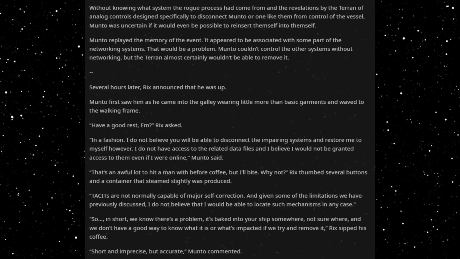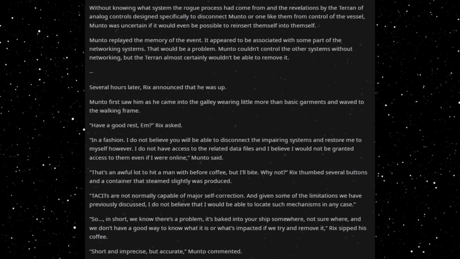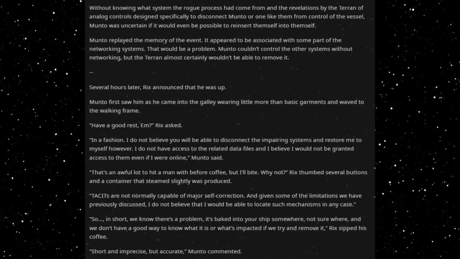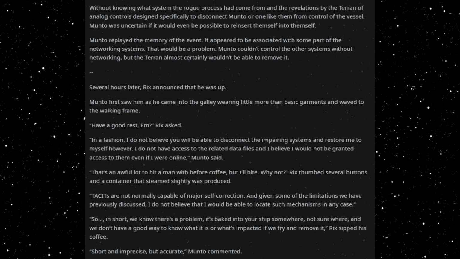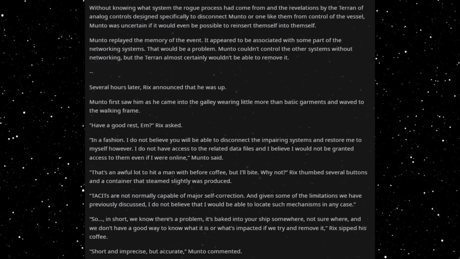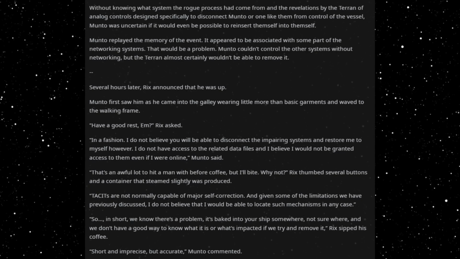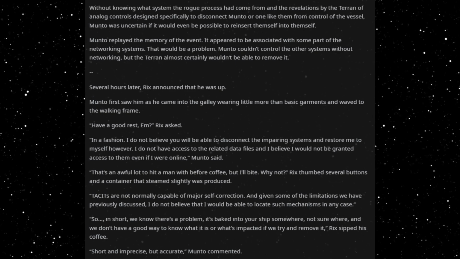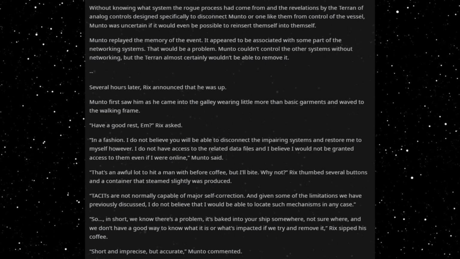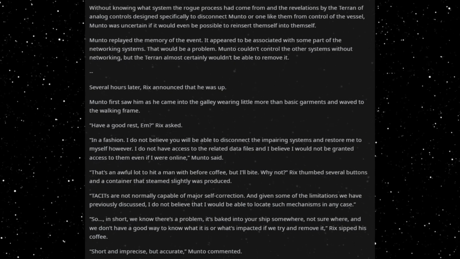"That's an awful lot to hit a man with before coffee, but I'll bite. Why not?" Rix thumbed several buttons, and a container that steamed slightly was produced. "Tassis are not normally capable of major self-correction, and given some of the limitations we have previously discussed, I do not believe that I would be able to locate such mechanisms in any case." "So, in short, we know there's a problem, it's baked into your ship somewhere, not sure where, and we don't have a good way to know what it is or what's impacted if we try and remove it." Rix sipped his coffee. "Short and imprecise, but accurate," Munto commented.